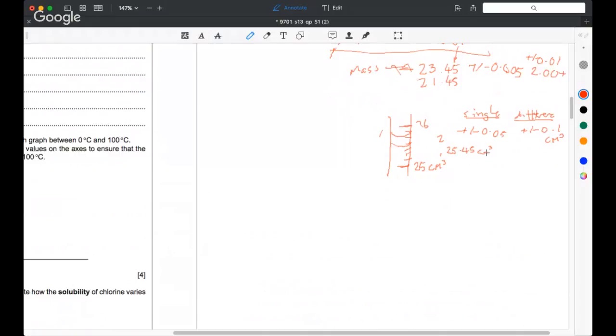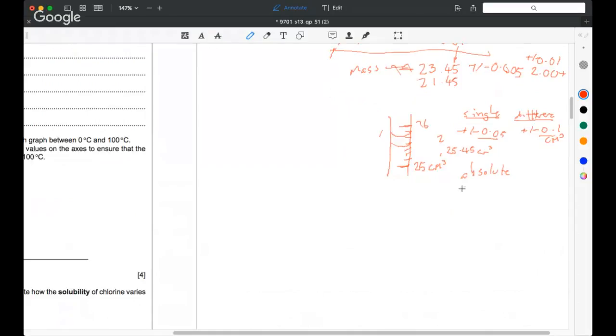Last bit of vocabulary then is that these uncertainties, either for a single measurement or for a difference measurement, are absolute uncertainties. So it actually says, well, this is really what it is. The uncertainty is 0.1 of a centimetre cubed. It's an absolute number.